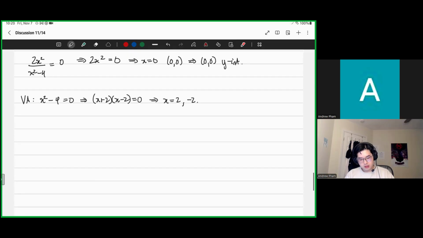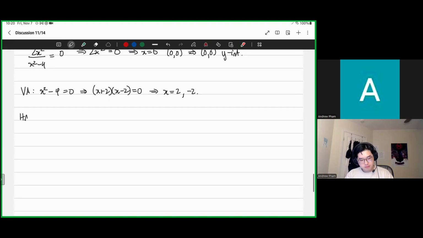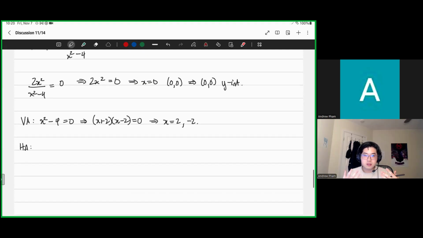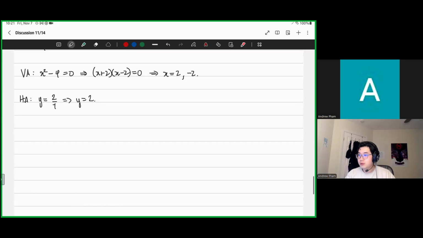Next, if I find my HA, for my HA I look at the degree of the leading terms. The leading term is 2x squared. The leading term for the denominator is x squared. So the degrees of the top and the bottom match. So by our rule, there should be an HA at y is equal to 2 over 1, which is just y is equal to 2. Okay?